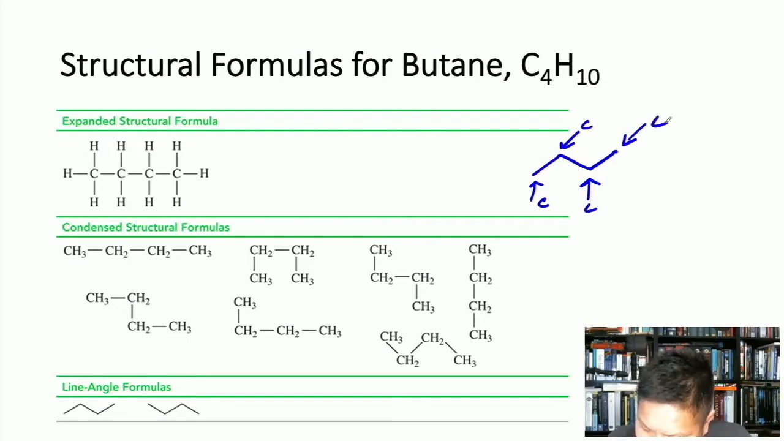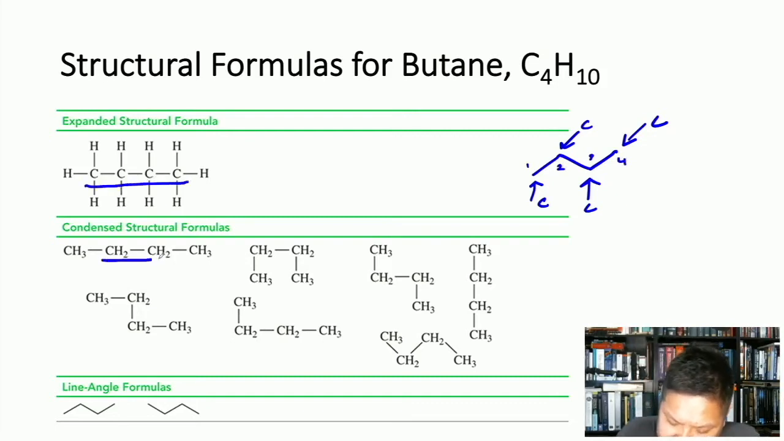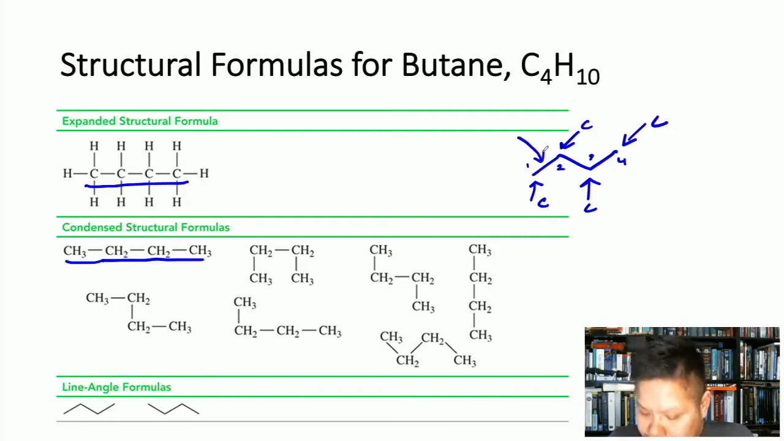So notice in my line angle formula, I have 1 carbon there, 2 carbons, 3 carbons, 4 carbons. The same way I have 4 carbons in the expanded and the condensed structural formulas, right? So what about the hydrogens? Well, if there's only 1 bond here connected from 1 carbon to another, that means then that the end carbon here has to have 3 hydrogens bonded to it.